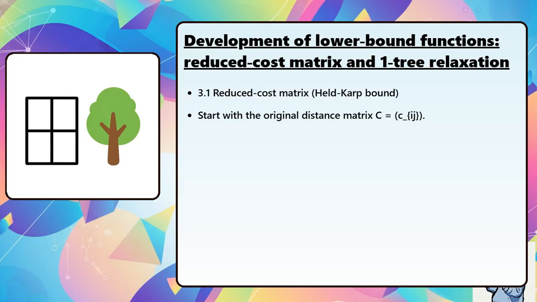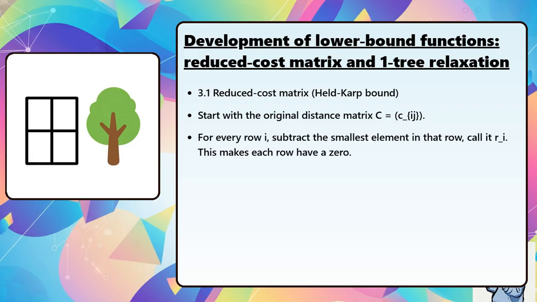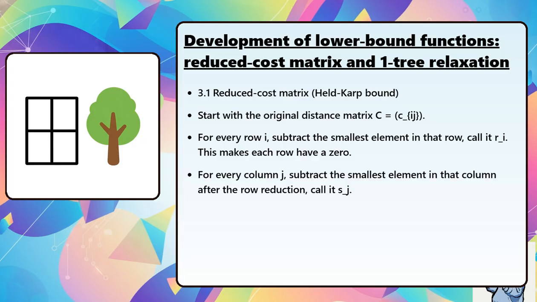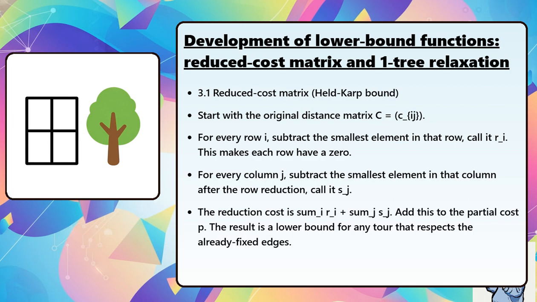Start with the original distance matrix C = (C_ij). For every row i, subtract the smallest element in that row. Call it R_i. This makes each row have a 0. For every column j, subtract the smallest element in that column after the row reduction. Call it S_j. The reduction cost is the sum of R_i over i plus the sum of S_j over j.